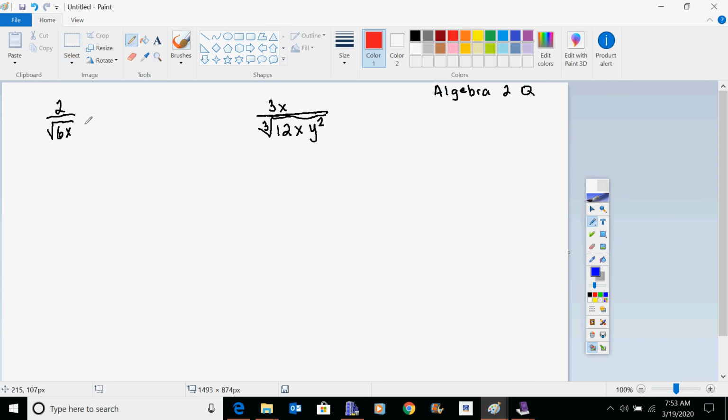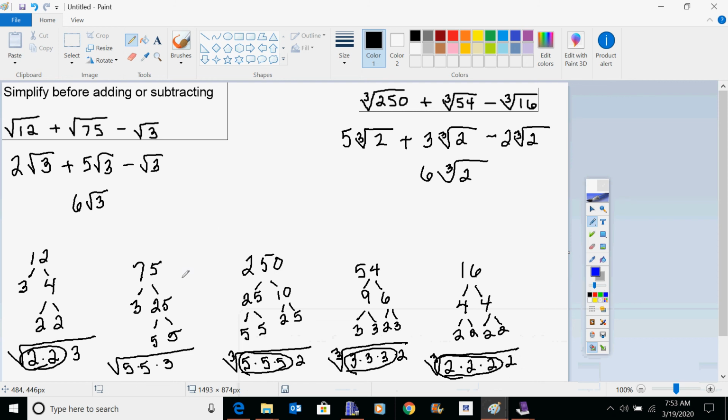When you're rationalizing a denominator, you know how we were just back here in the other thing. Okay, when we were simplifying our radicals, you're looking for groups of however many, whatever index it is. If it's an index of 2, I'm looking for groups of 2.